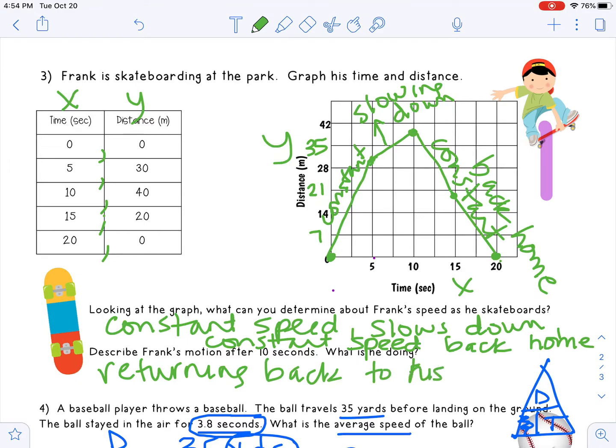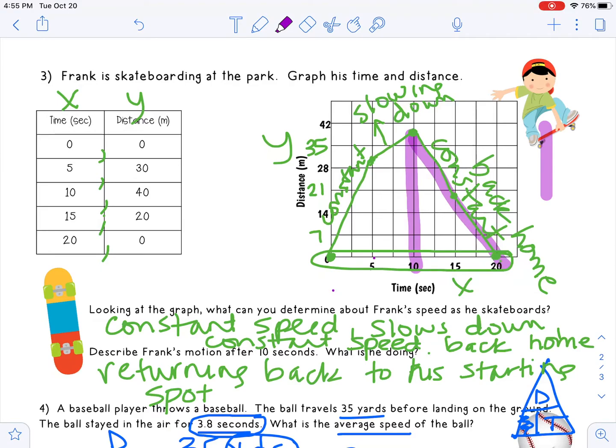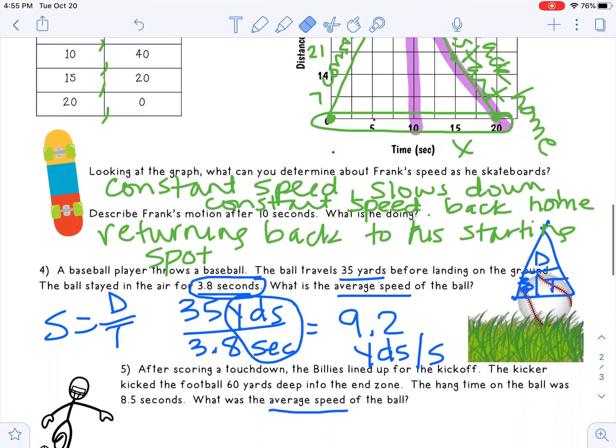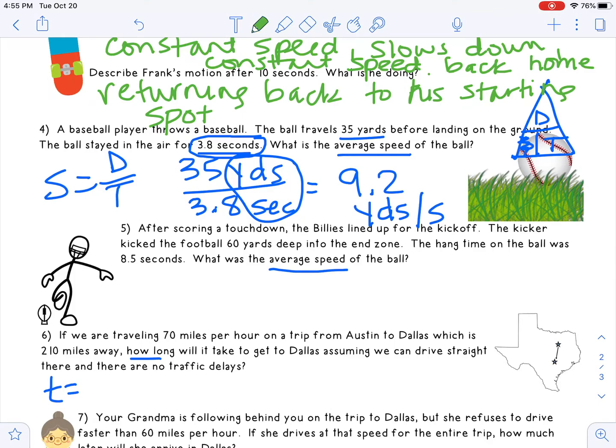to his starting point. So whenever we have a distance time graph and our graph returns back to the x-axis, then we're returning back to where we started, returning back to his starting spot. Because at 10 seconds, when we looked at 10 seconds, this is what was happening. At 10 seconds, he was returning back home. All right, so let's take a look at another story problem.